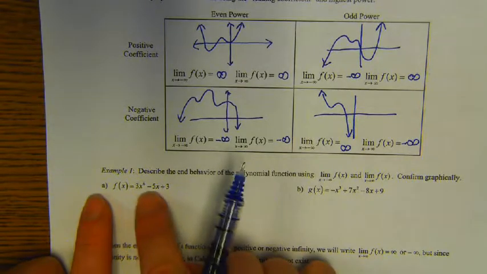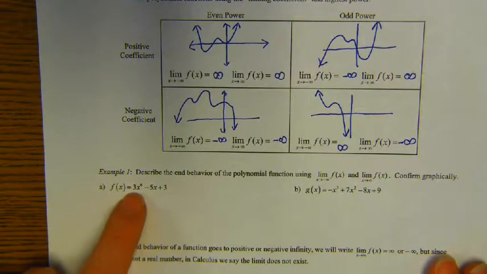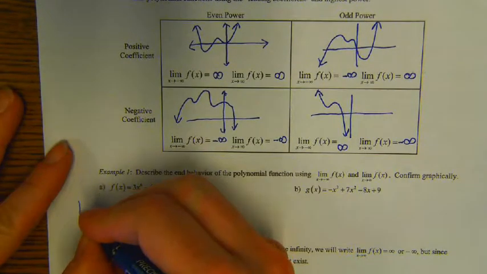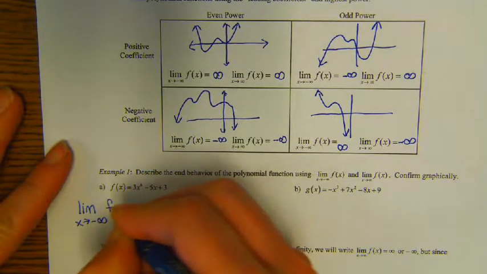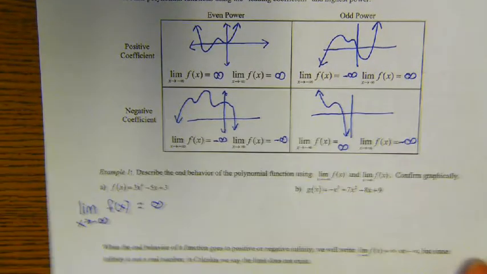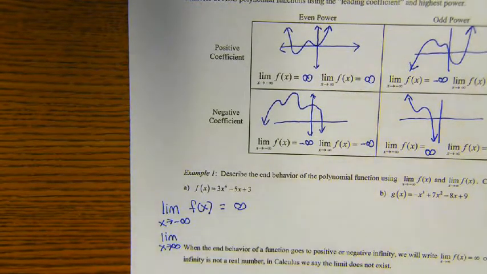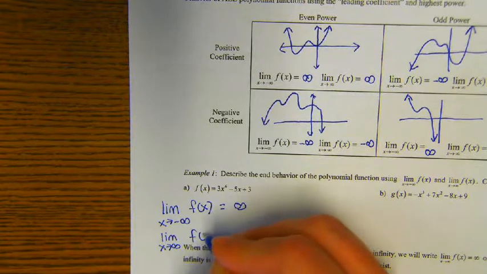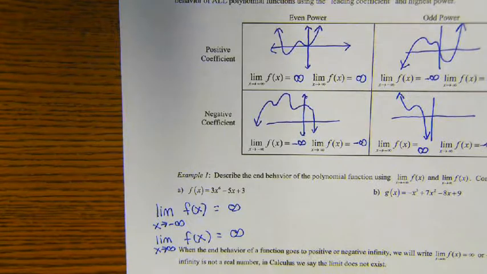A positive leading coefficient and an even power. The even power tells me that the end behavior is going to be the same. It's going to either be up, up, or down, down. And it's going to be which one? Up, up, because this is positive. So I would write the limit as x goes to negative infinity of f of x equals infinity. And the limit as x goes to positive infinity of f of x equals also infinity.